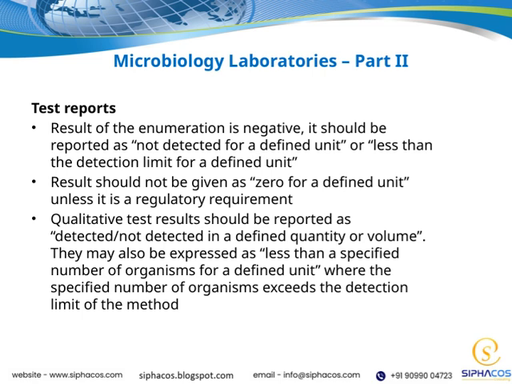Typically, if the enumeration result is negative, it should be reported as not detected for a defined unit, or alternatively, as less than the detection limit for a defined unit. This helps clearly indicate that the target was not found within the sensitivity of the test. It's crucial to avoid stating the result as 0 for a defined unit, unless there's a specific regulatory requirement to do so. The distinction might seem subtle, but it's significant in accurately conveying the test outcome.